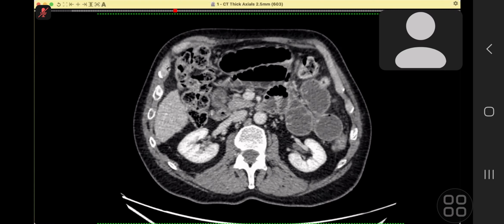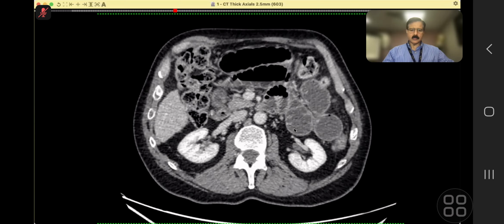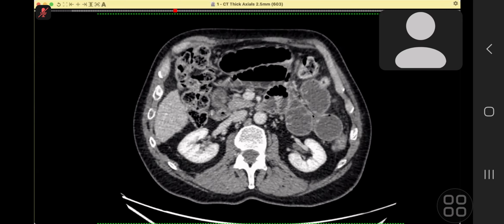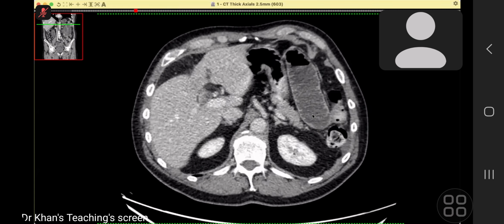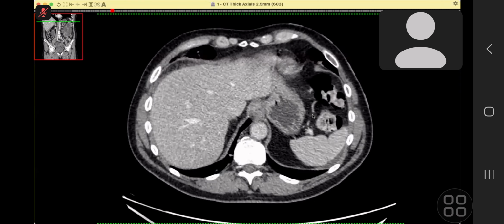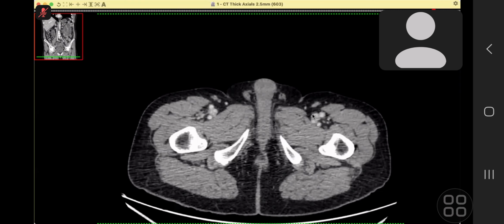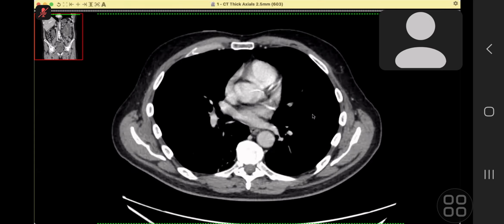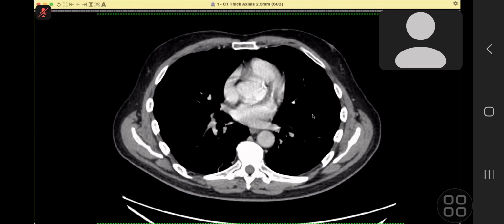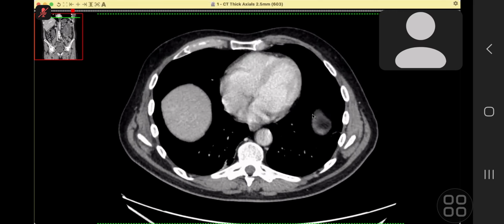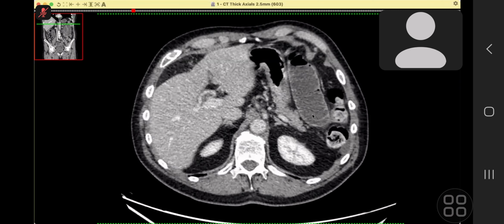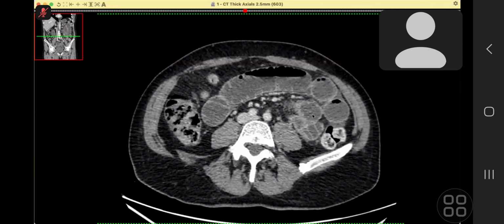I will ask for the remote control. I have been presented with axial images of abdomen and pelvic CT scan with IV contrast for an adult patient who presented to the A&E and didn't pass flatus. I will take a quick look into the CT scan and then come back to my finding.